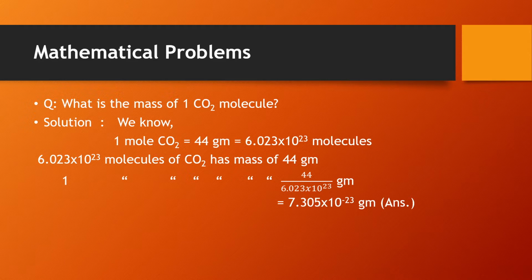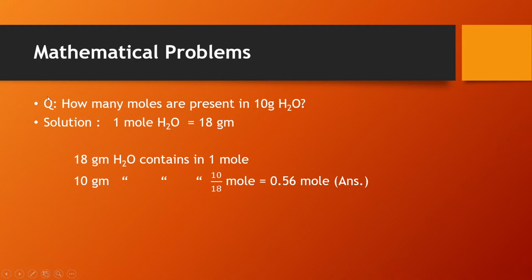So there is a mathematical problem, and here's another. It says: how many moles are present in 10 gram water? So 10 gram water, and you are required to determine the number of moles. You have to use the unitary method here, and put the mole on the right side. We all know that 1 mole water contains 18 gram. So 18 gram water contains 1 mole, and 10 gram contains, according to the question, 0.56 mole.